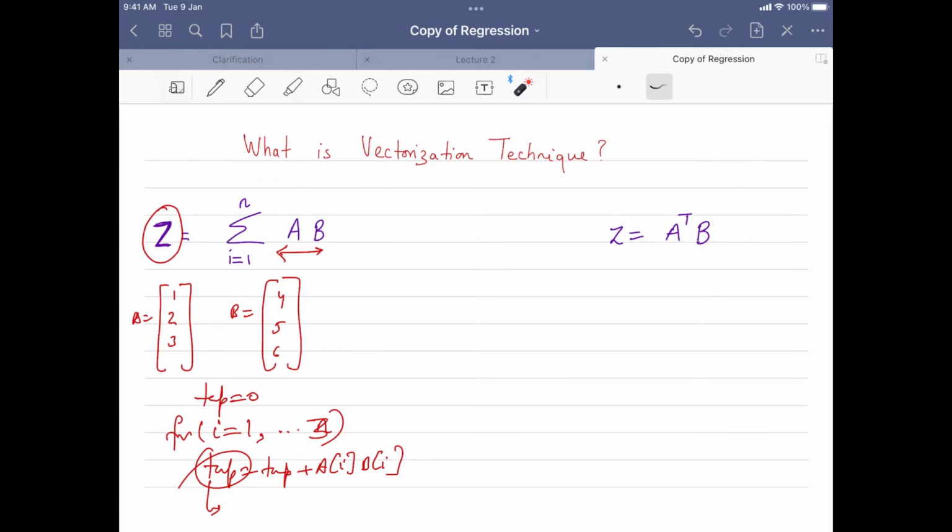But on the other hand, if you do A transpose B, then you can clearly see that within one step you will get the answer for this summation.